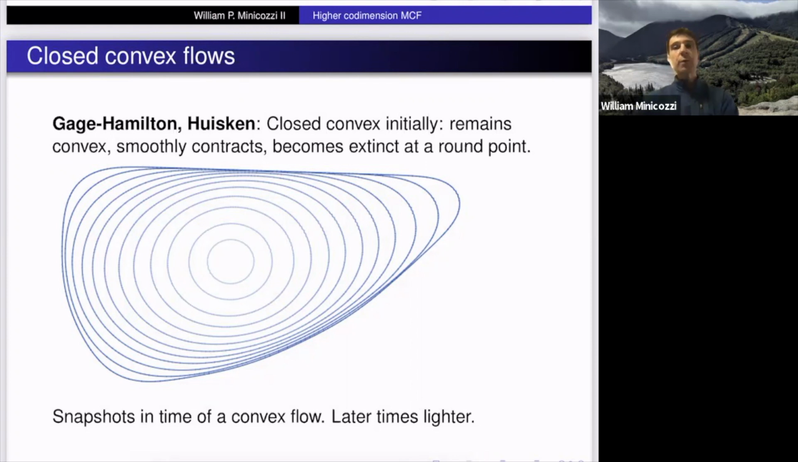When it disappears, we call that an extinction singularity. And so here, the outermost curve, the darkest curve, is the initial curve. And then as it gets lighter, the curves keep moving inwards. If you look at the last one that you see, it almost looks round. It almost looks like a circle. And that is exactly what happens. In the case of curves, this was shown by Gage and Hamilton. And in higher dimensions, it was shown by Huisken.